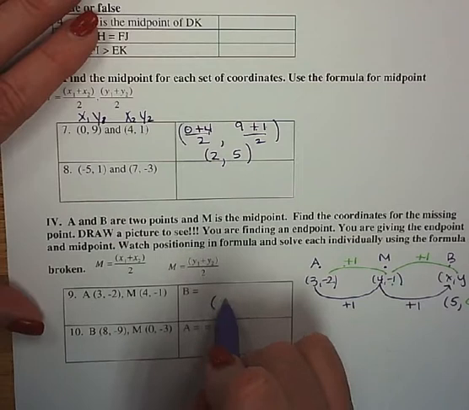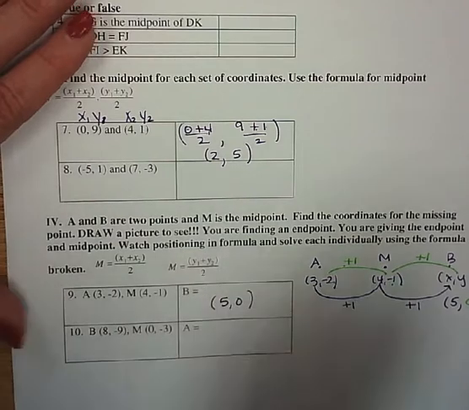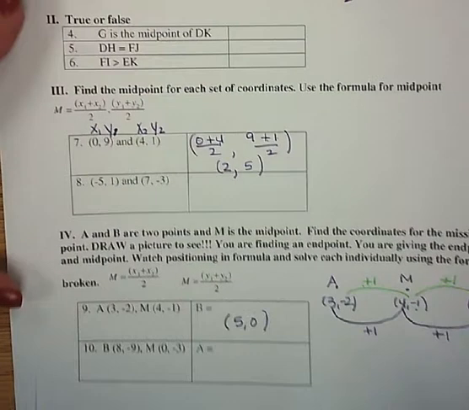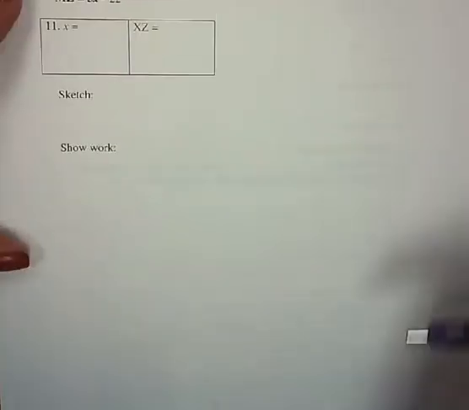It's not always the same thing you're adding for the x as for the y. Now on the back, when you do the last one here, draw a picture. All you're doing is setting up an equation and finding x and then finding the distance.